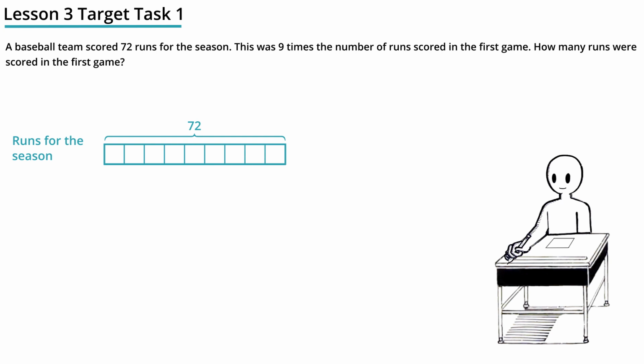Since this is 9 times as many runs as they scored in the first game, they draw a separate tape that is 1/9 as big as the tape they already drew and label their unknown, perhaps with a G. Then, students might represent the relationship with an equation, writing this as 9 times G equals 72. This can be rewritten to be 72 divided by 9 equals G, and thus there were 8 runs in the first game.